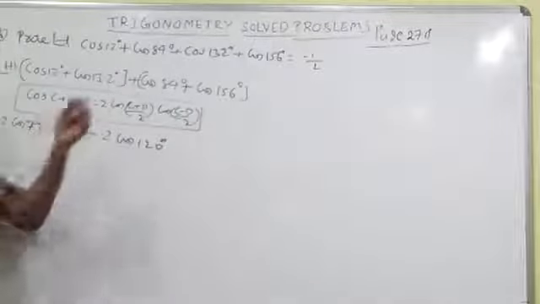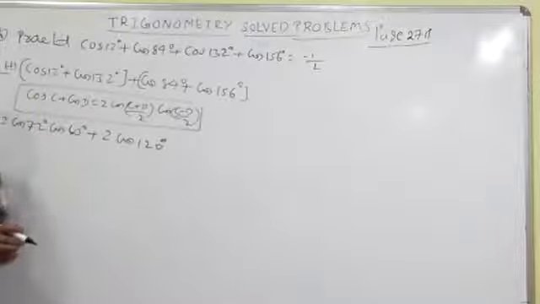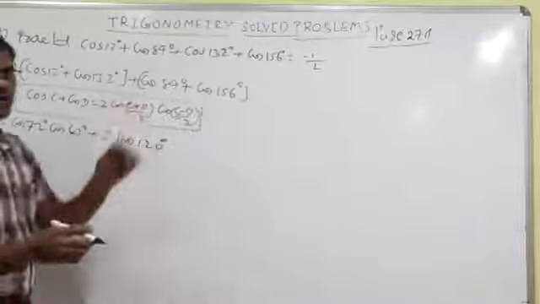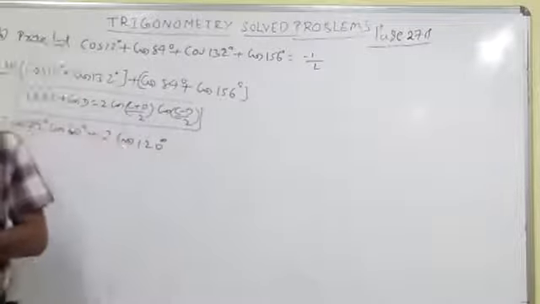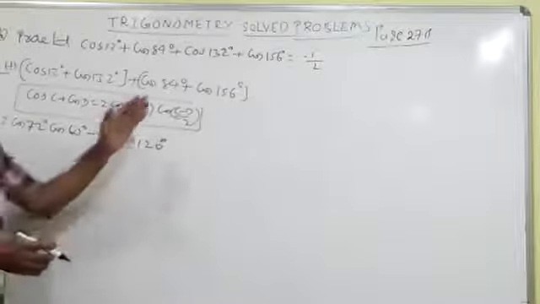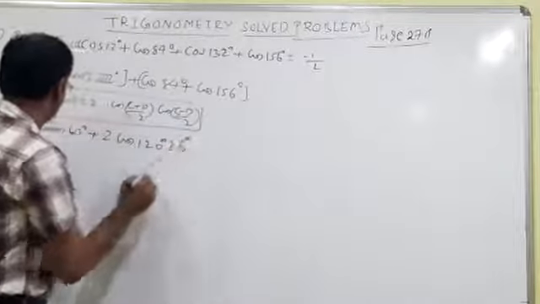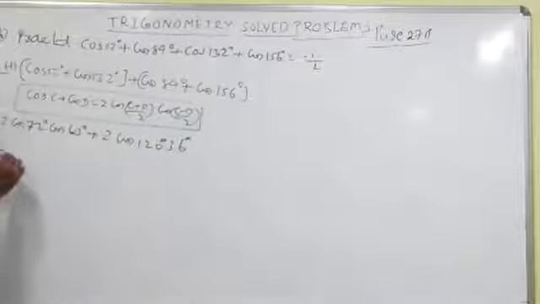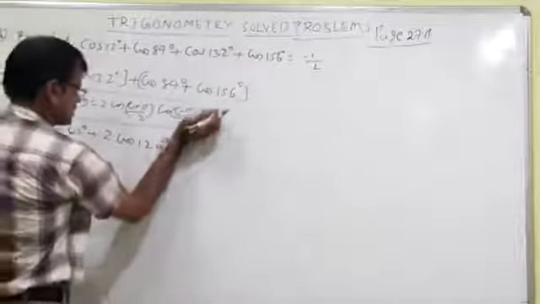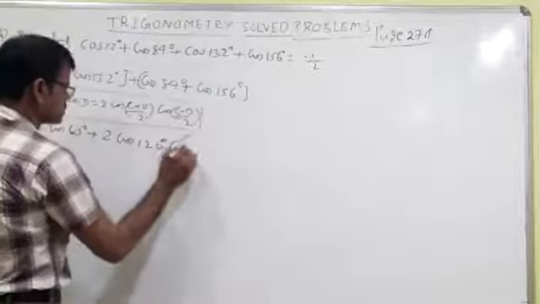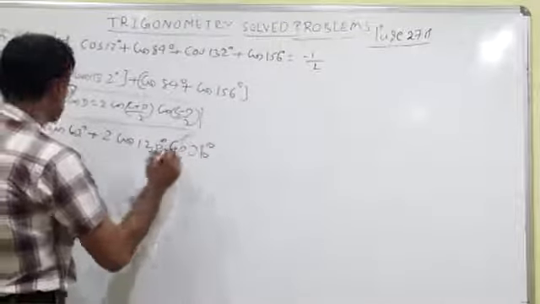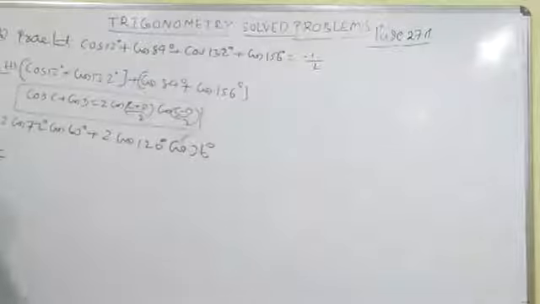Now what is the value of 156 minus 84? 72. 72 by 2 is 36. Right, like this. That is equal to cos 36. 2 cos 120 into cos 36. Next one, we can take common.